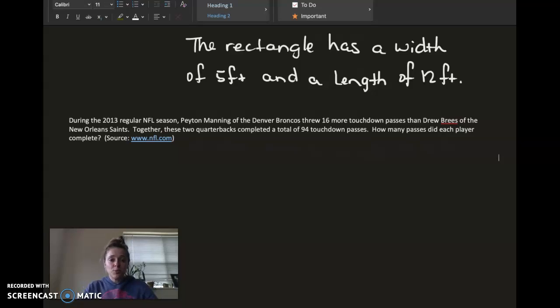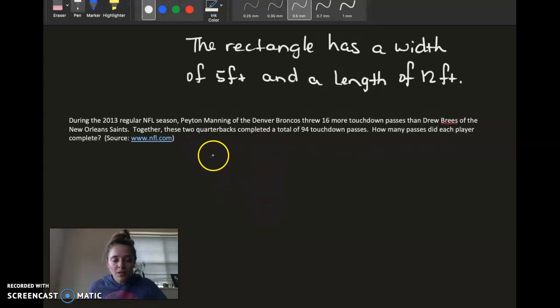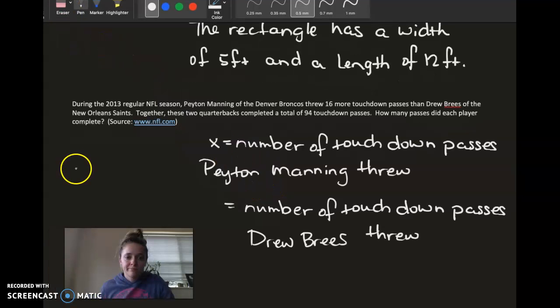So, reading the problem, what are we being asked for? We want to know how many touchdown passes Peyton Manning threw and how many passes Drew Brees threw. So, if X equals the number of touchdown passes that Peyton Manning threw, then what would the number of touchdown passes that Drew Brees threw be equal to?